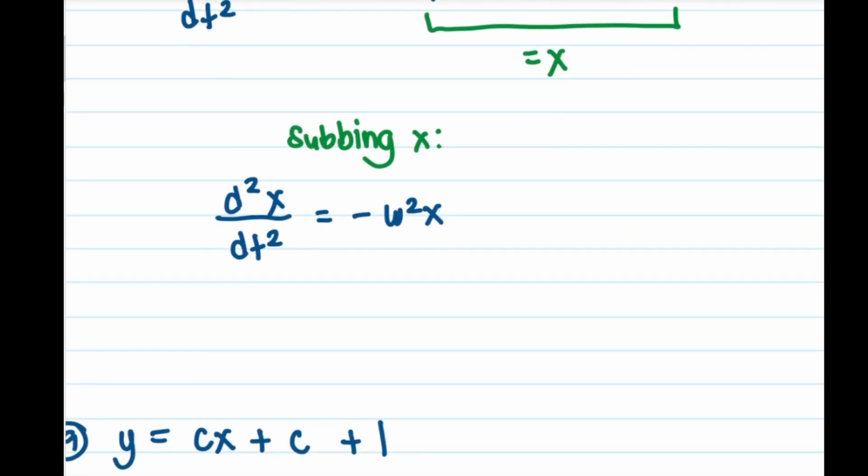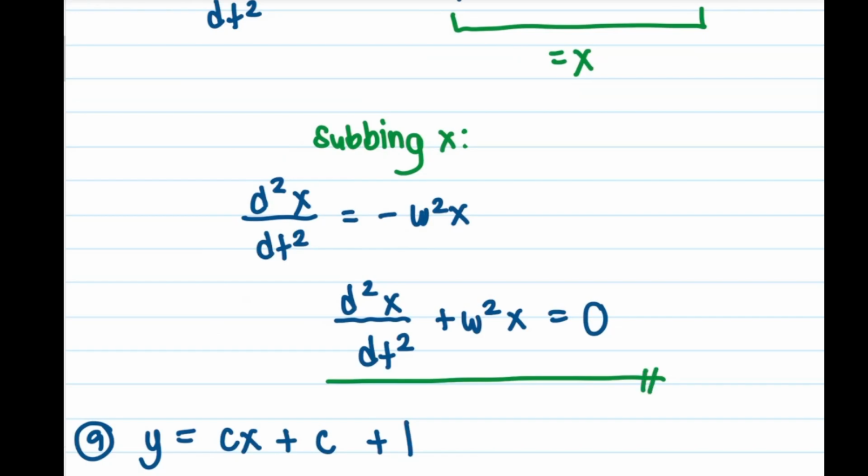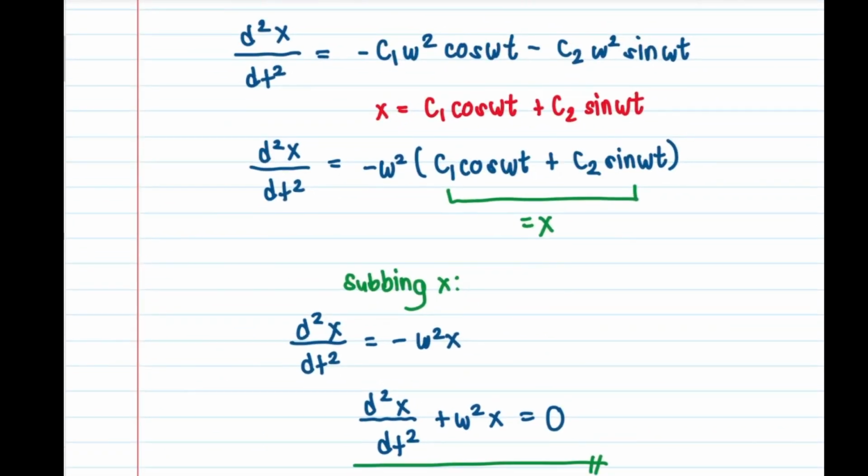Simplifying this, transposing this one to the left hand side, it will yield this answer. d squared x over dt squared plus w squared x is equivalent to 0. So this one will be your answer for this question.